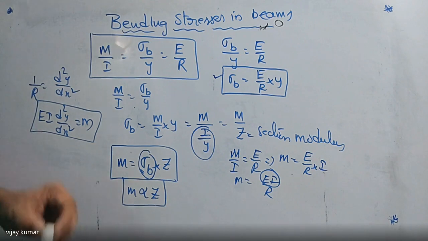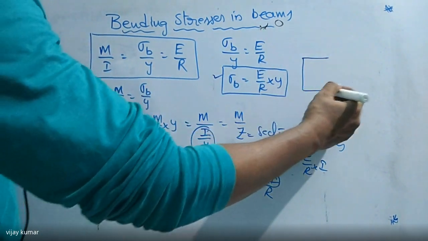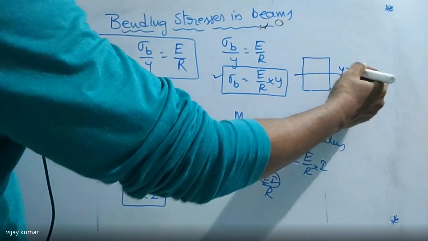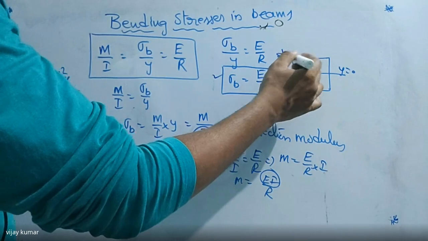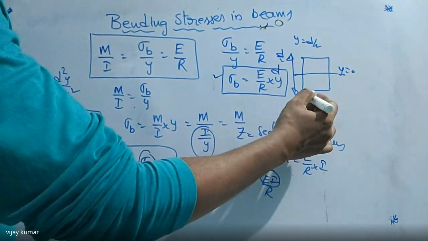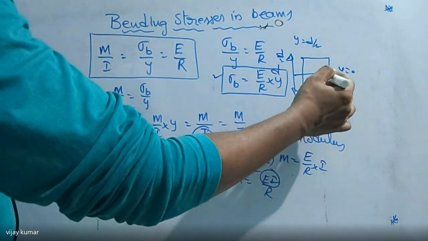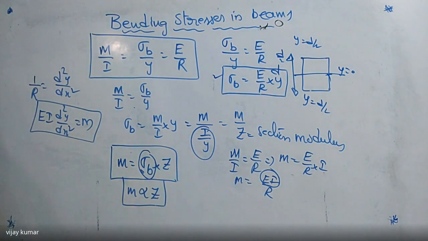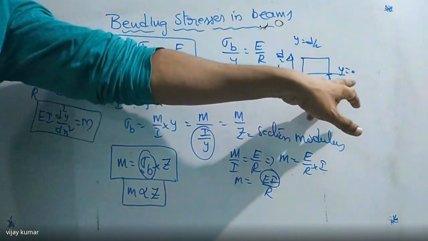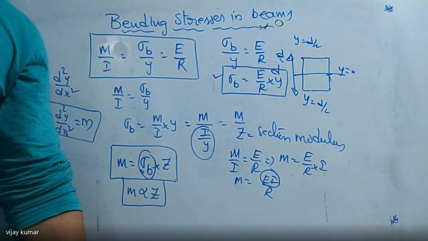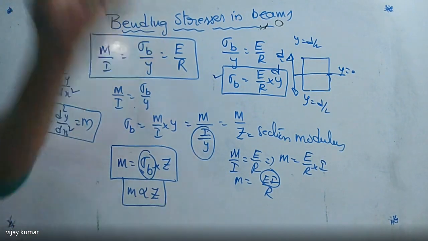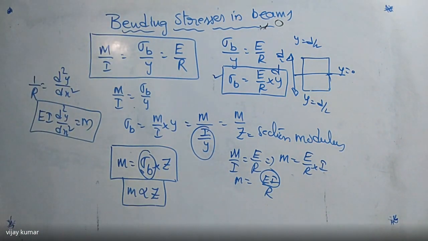For example, if you take a rectangular beam, this is the neutral axis, y is equal to 0. This is nothing but the depth, d, and this is d by 2. So y is equal to d by 2. Here also y is equal to d by 2. At the center, y is equal to 0. Then what I am saying here is, by using y is equal to 0, what is the value of bending stress? When y is equal to d by 2, what is the value of bending stress? So by using the boundary conditions, we can easily calculate the bending stress, and automatically we can calculate where the bending stress is maximum.